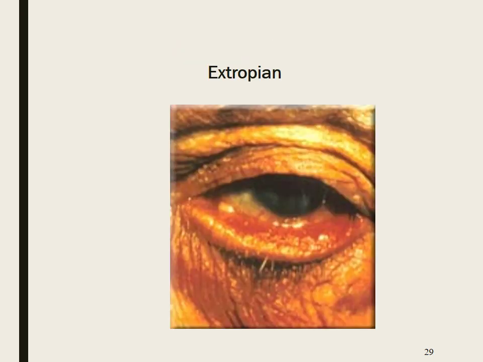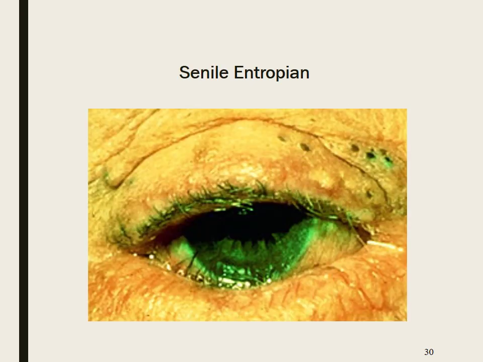This is one example of the staining because of ectropion, but the picture is not really clear here. But in the senile entropion, we can see the staining on the cornea because of the entropion.